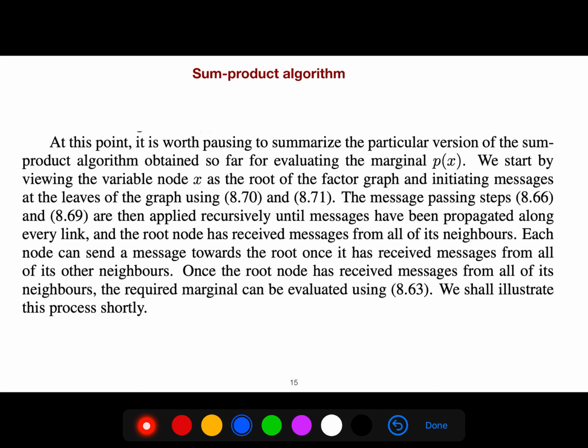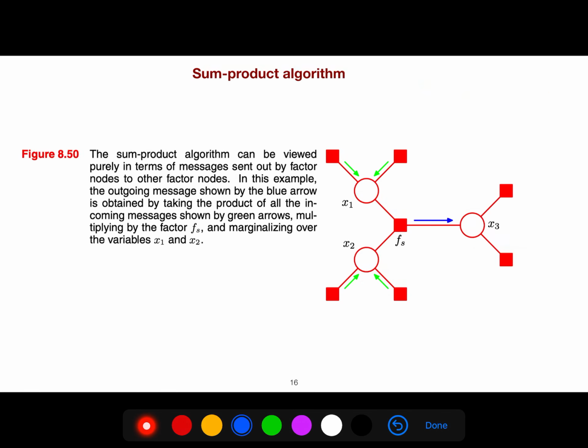So any variable we consider as a root, and then we know how to say which one is the parent of the other one. So if you fix one of them, then you know what the rest of them are. You know the hierarchy of that, and you go from the leaves to the parent, and then from the parent back to the leaves.